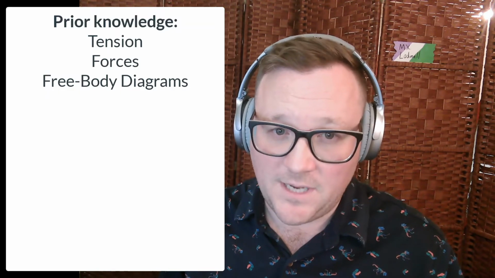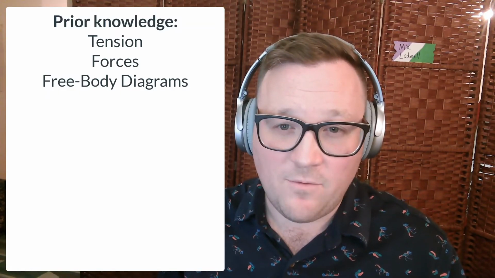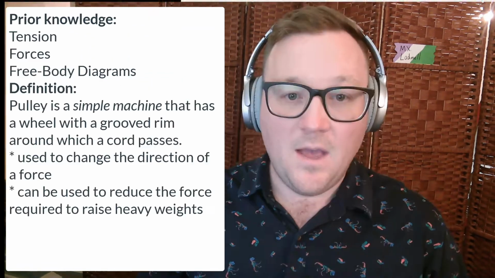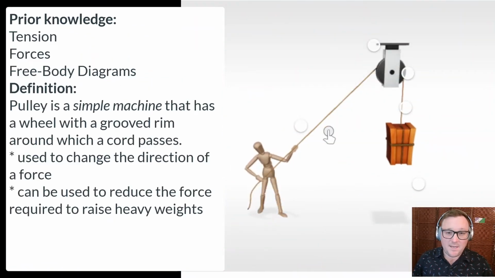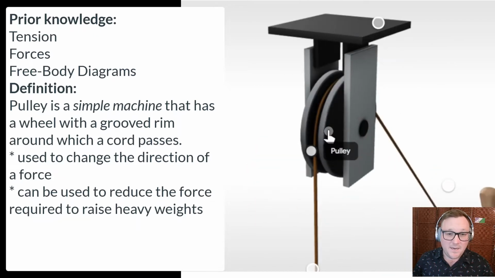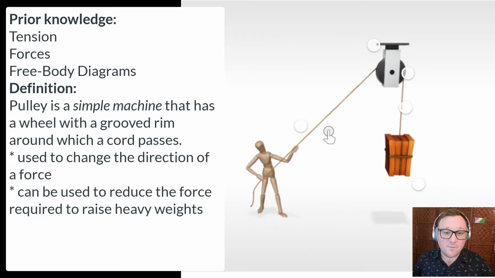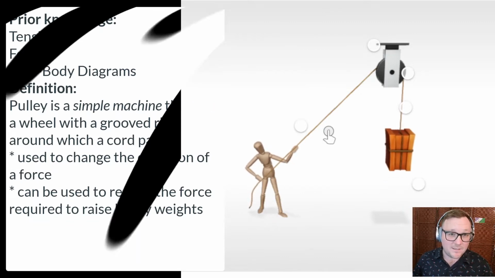Today, we're going to build upon our knowledge of tension, forces, and free body diagrams to find out what we can discover about pulleys. A pulley is a simple machine. It has a wheel with a grooved rim around which a cord passes. It can be used to change the direction of a force, and it can be used to reduce the force required to raise heavy weights.